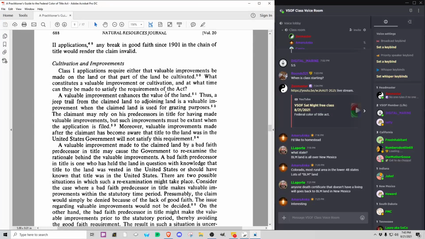All right, cultivation improvements. Class 1 applicants require either that valuable improvements be made on the land or that part of the land be cultivated. Okay, so this is about improving the land. Now, this part does actually go back to common law from the standpoint of proper metes and bounds and allodial title, that you have to improve the land.